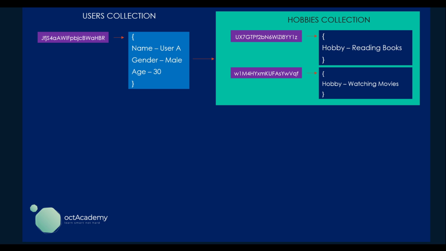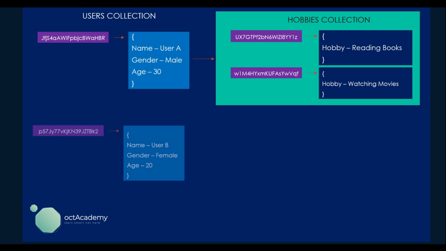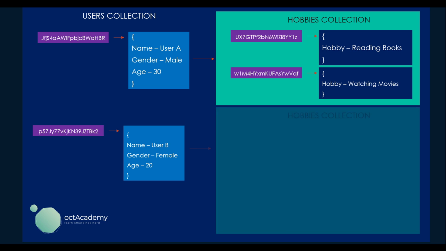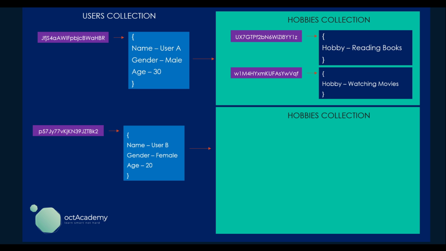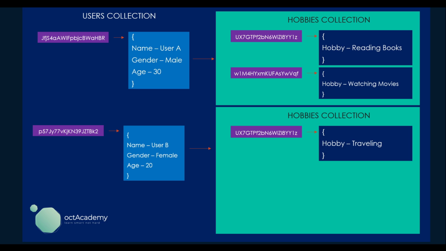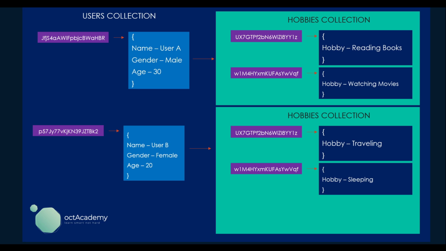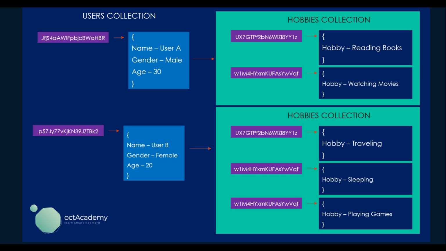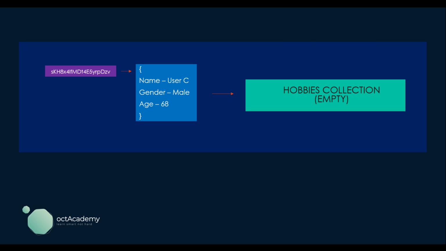If the user has three hobbies, we can save that again, another hobbies collection for this user document. And inside this hobbies collection, three hobby documents. One is traveling, one is sleeping, and one is playing games. If the user C doesn't have any hobbies, no problem. We can leave this empty. So hope you guys got the idea.